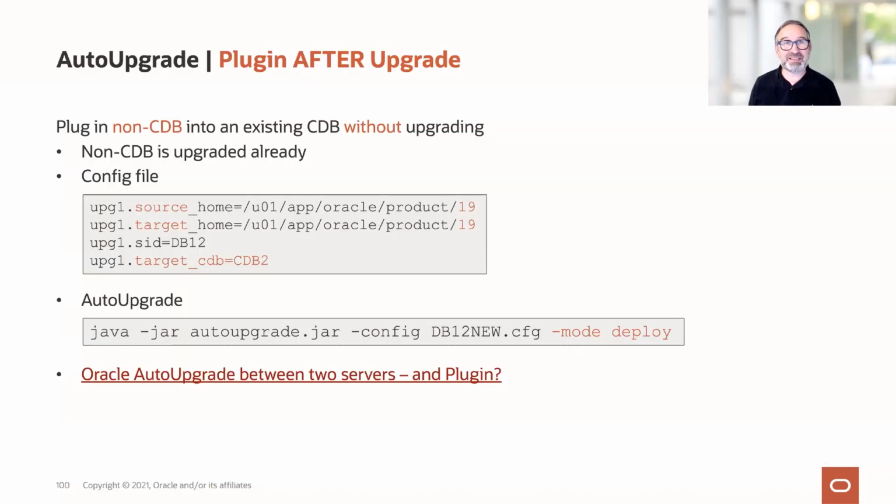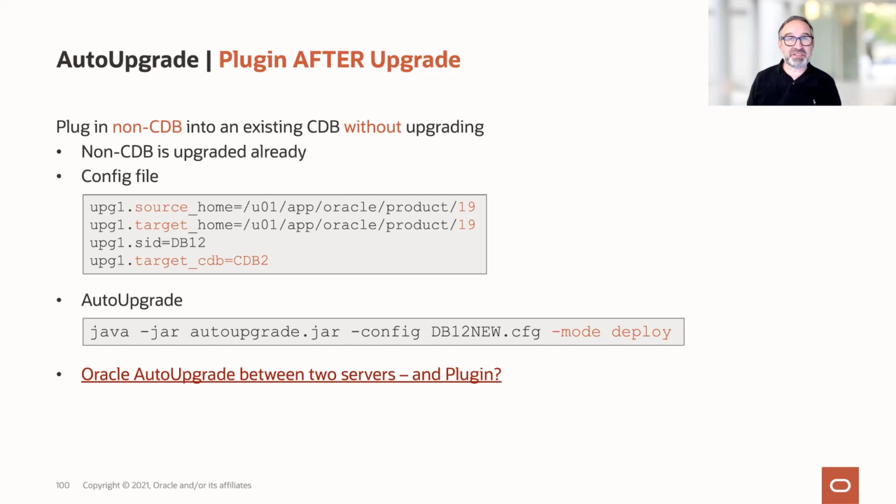So my database is upgraded already. You used AutoUpgrade maybe, but now you want to plug in your 19c database. You plug in a non-CDB. That's the difference from the unplug-plug I showed you before. In this case, we have now a non-CDB, and we plug it into an existing CDB, but without upgrading. So they both have already the same version. The config file has my source and target home identical here. Upgrade UPG1 SID is DB12.